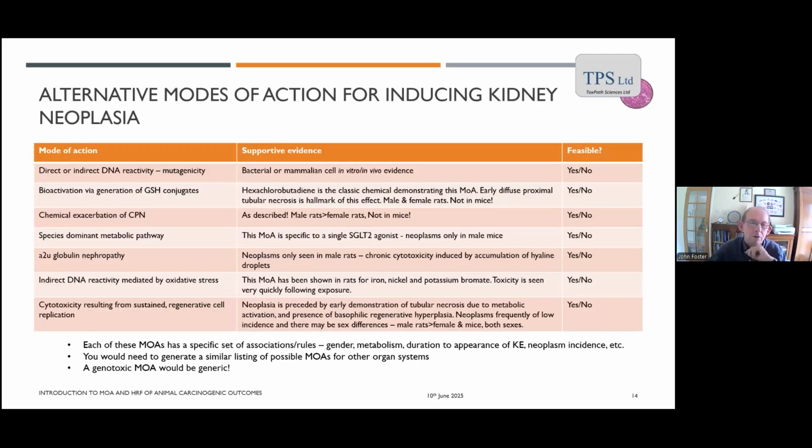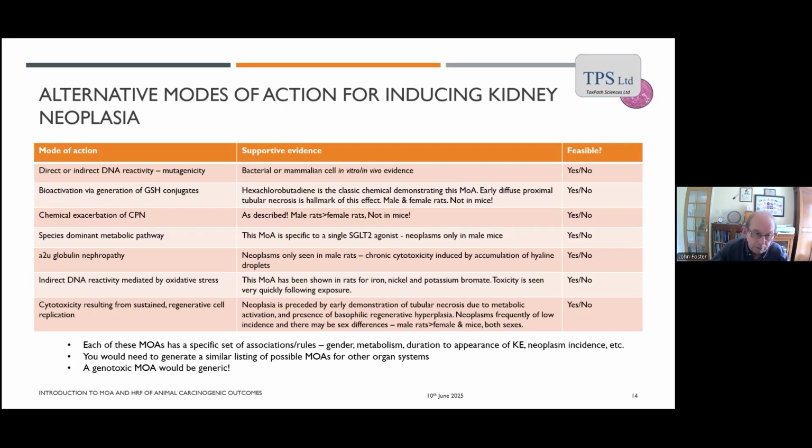So if you look in terms of alternative modes of action for inducing kidney cancer, there's mutagenicity, of course. And this would be there for carcinogenesis in any of the organs that you see in animals. So you need to be sure that you've got a good, robust GLP package for mutagenicity, and then the answer is either yes or no. These are the others: chemical exacerbation, alpha-2 globulin nephropathy, for example, and cytotoxicity.